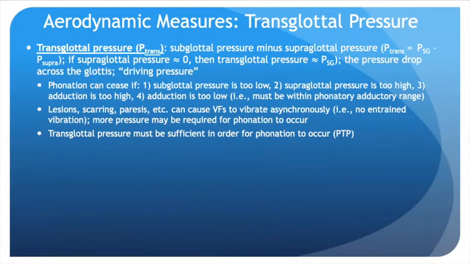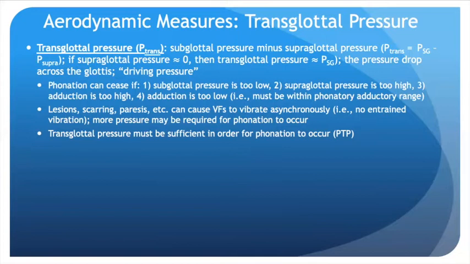So transglottal pressure is subglottal pressure minus supraglottal pressure. It's basically the pressure drop across the glottis, and it's also referred to as the driving pressure sometimes. Note that if the supraglottal pressure is approximately 0, then transglottal pressure will be approximately equal to subglottal pressure, right? I mentioned the 4 methods of ceasing phonation, so that's a little bit redundant there. But note that lesions, scarring, paresis, all these various disorders can cause the vocal folds to vibrate asynchronously, and that requires more pressure in order for phonation to occur.